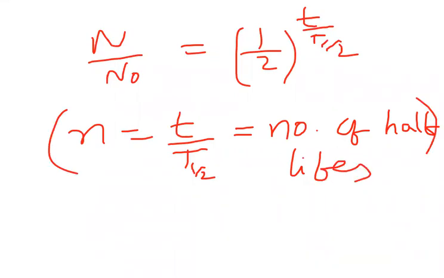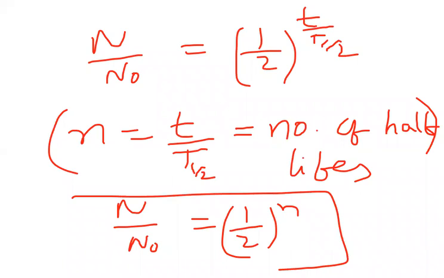So here I can write N by N naught equal to 1 by 2 whole power n. This is the main formula. I will explain all these applications and everything in my next class, beta. I hope you are clear till here. So this is the main formula. You remember this formula, beta. This formula is very, very important.